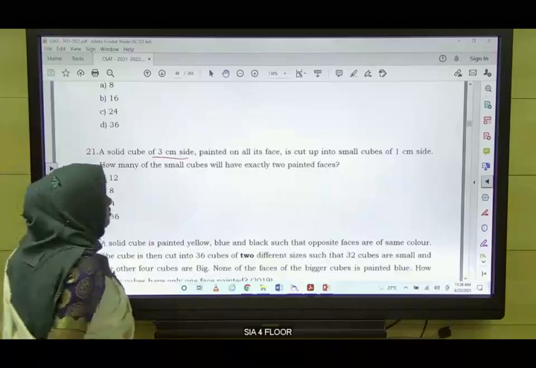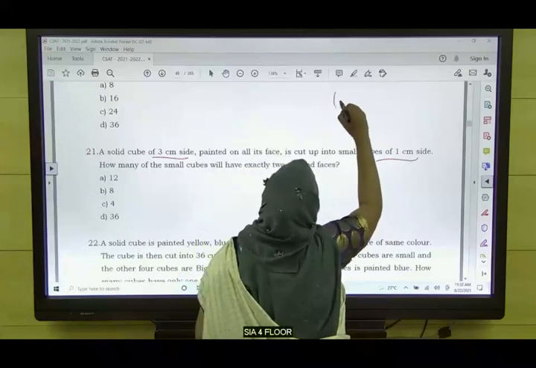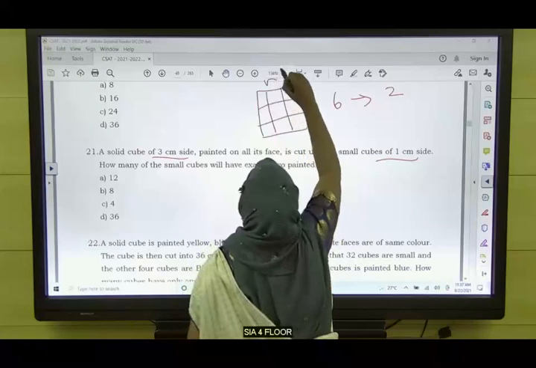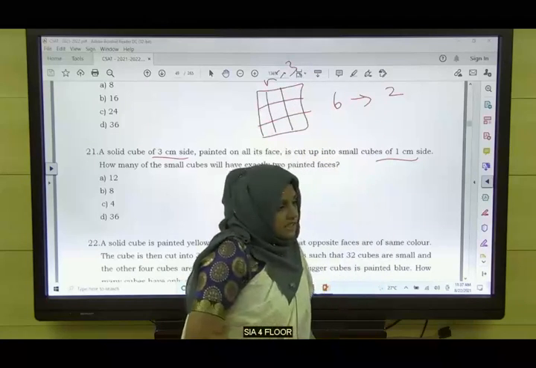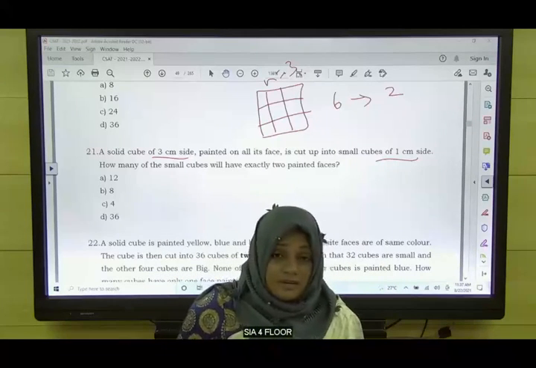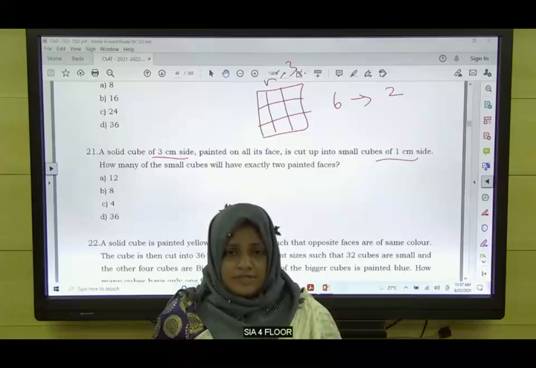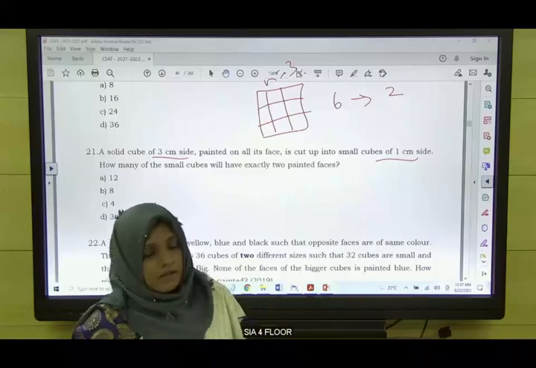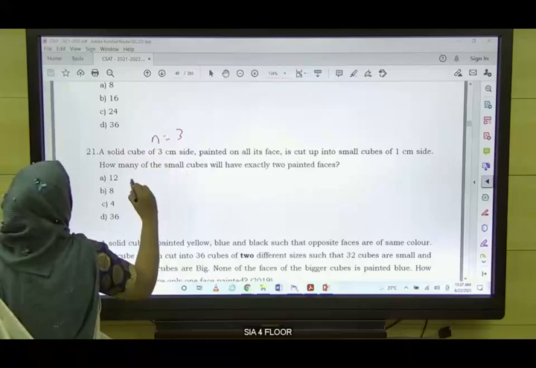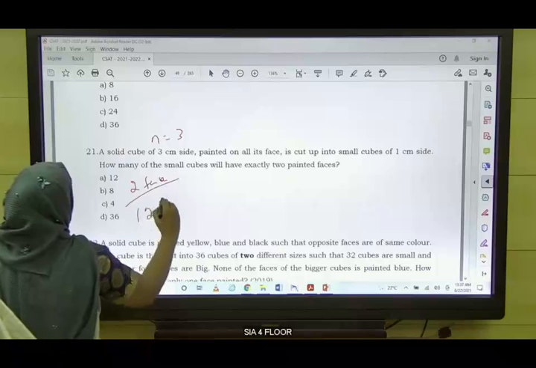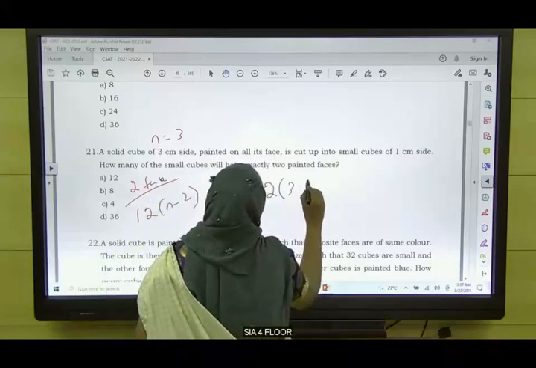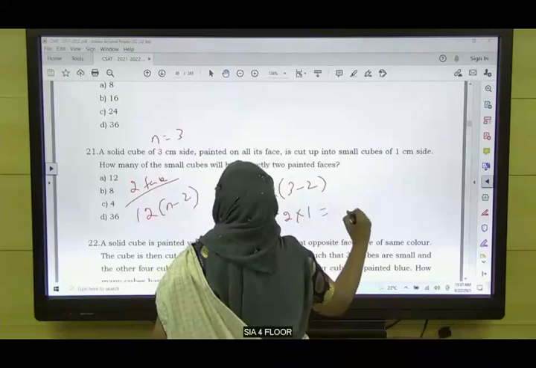Okay, so here a 3 centimeter cube is divided into 1 centimeter cubes. If suppose I say a 6 centimeter cube is divided into 2 centimeter cubes, then it can be divided only into 3. So n is equal to 3. Understood? We have to see what division they have given. Now 6 centimeter has to be divided into 2 centimeter, so it should be divided as 3 equally. So 3 cross 3 like that. Okay, so here n is equal to 3. And how many are two face painted is 12 into n minus 2. Twelve into 1, 12.